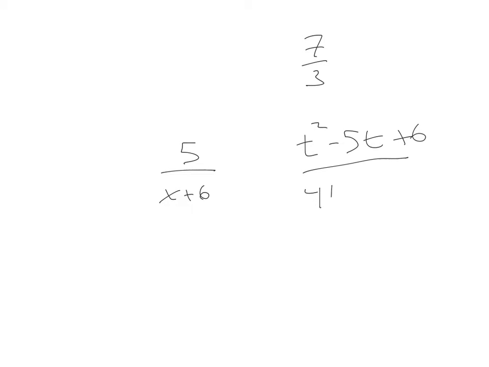Okay, we're talking about rational expressions today. A rational expression is anything that can be expressed as a fraction like 7/3 or 5 over x plus 6, or something as complicated as t squared minus 5t plus 6 over 4t squared minus 7. These are all different versions of rational expressions.